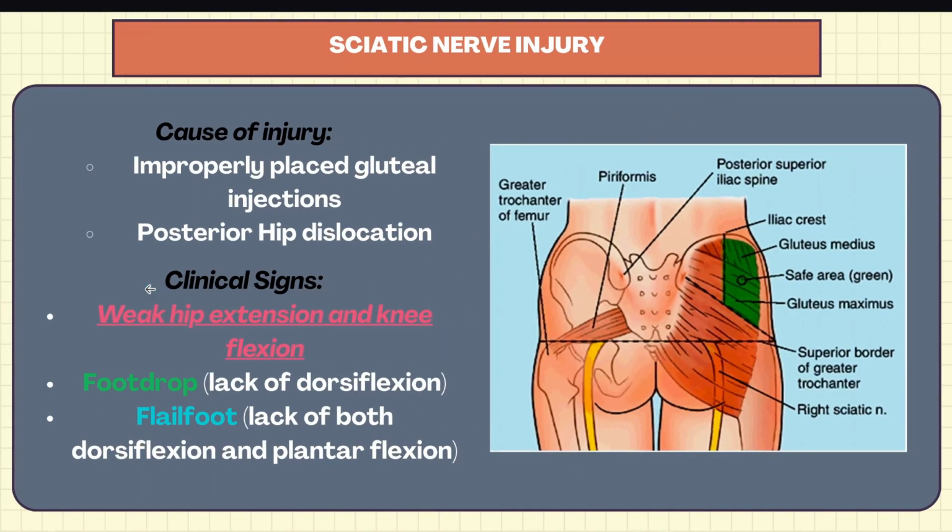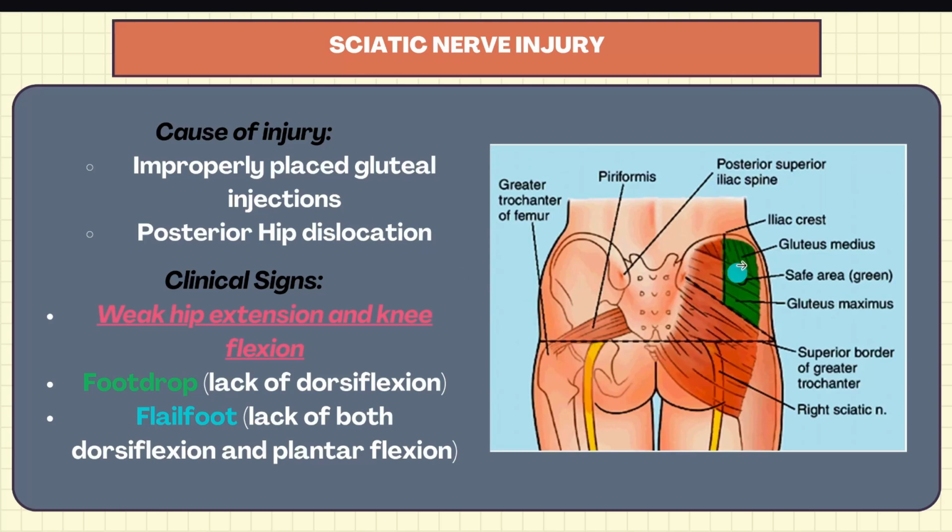Now let's talk about sciatic nerve injury. What can cause injury to the sciatic nerve is an improperly placed gluteal injection and posterior hip dislocation. So all of these three nerves that we just talked about can be injured by posterior hip dislocation. Now, I'd like to focus on this because this is quite high yield. An improperly placed gluteal injection can cause sciatic nerve injury. What do I mean by this?